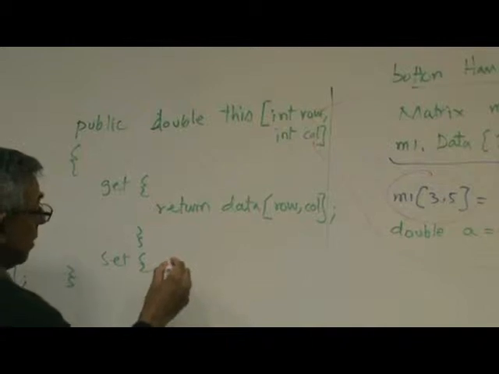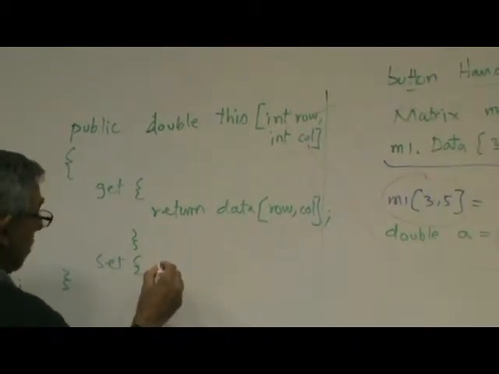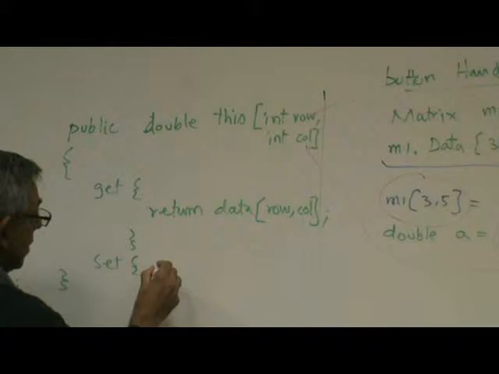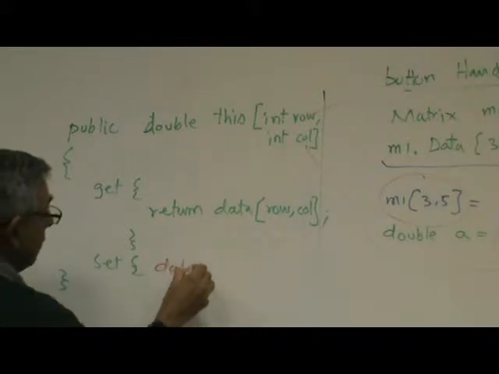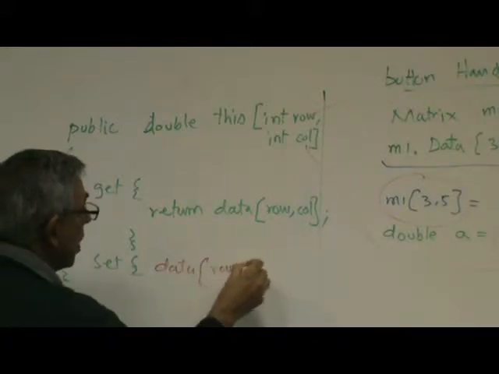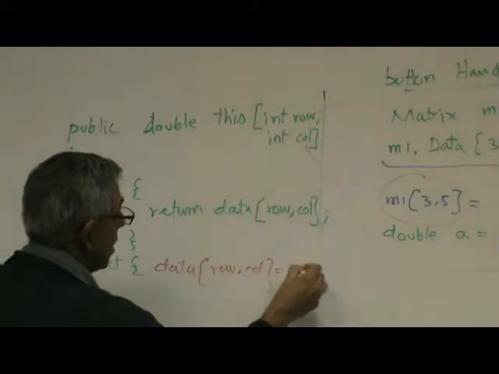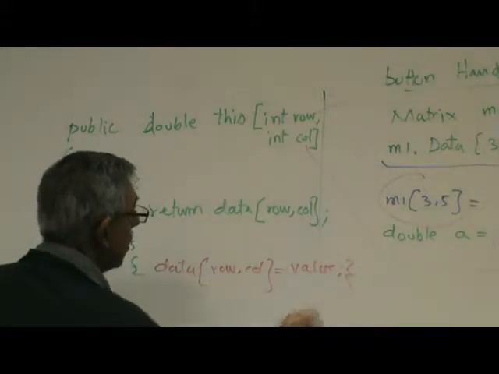What will the set part do? The set part will simply do data of row, comma, column equal to value.